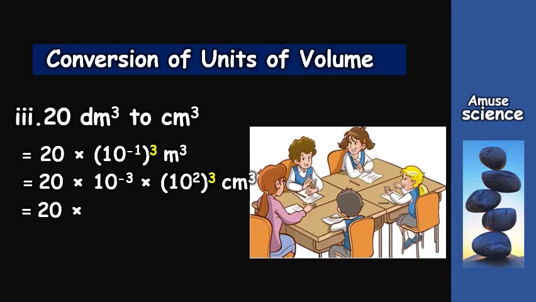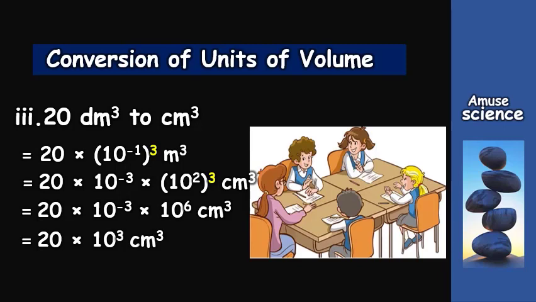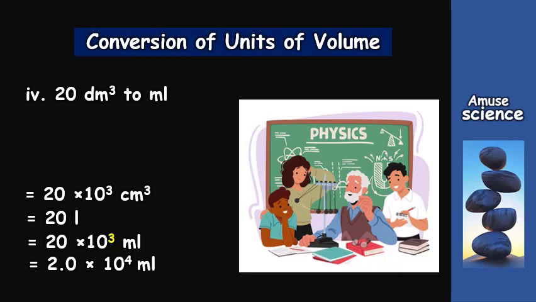Now applying indices, we are going to have 20 times 10 exponent minus 3 times 10 exponent positive 6. This is still in cubic centimeter. Applying indices again, we are going to get 20 times 10 exponent 3 because we have 10 exponent minus 3 multiplying 10 exponent positive 6. So we have to add the exponents. Minus 3 plus 6 will give us positive 3. Writing this in standard form, we are going to get 2.0 times 10 exponent 4, and this is in cubic centimeters.